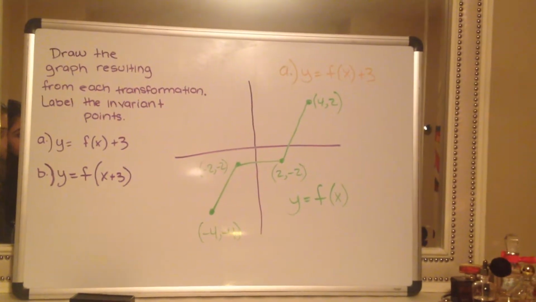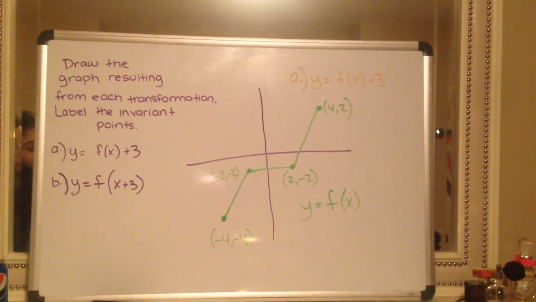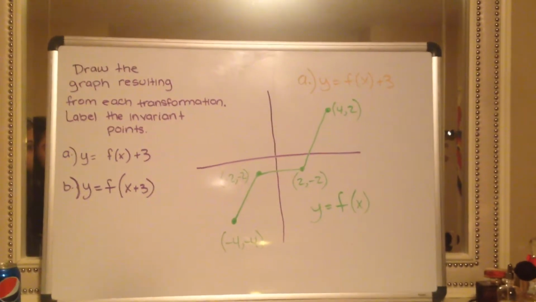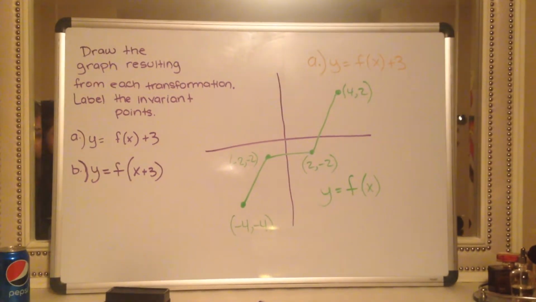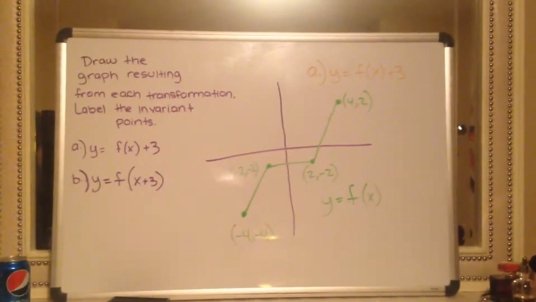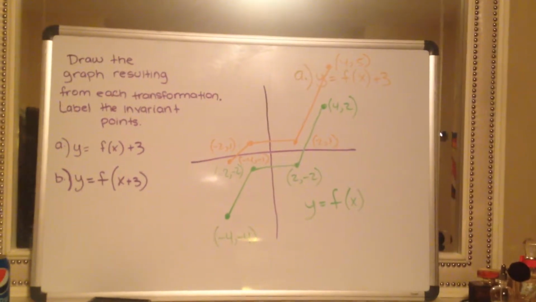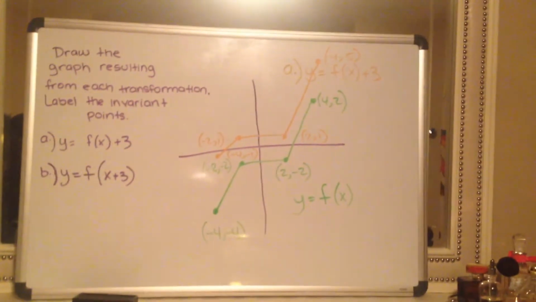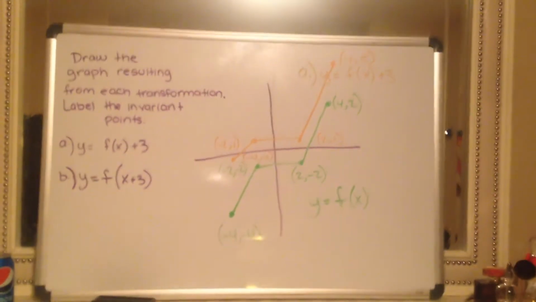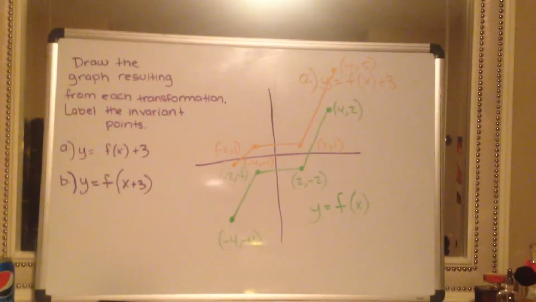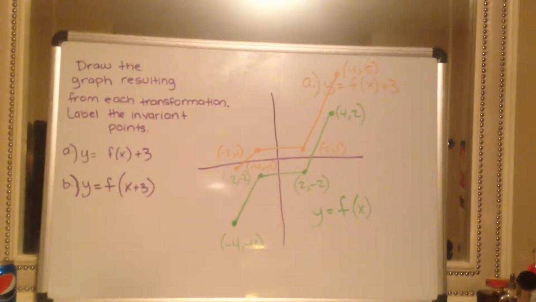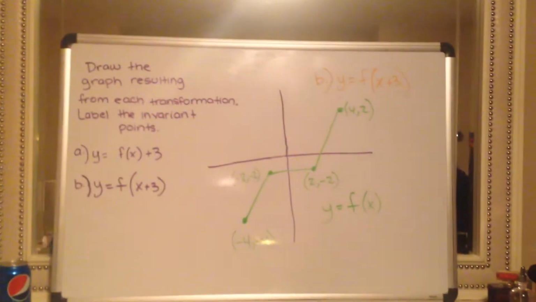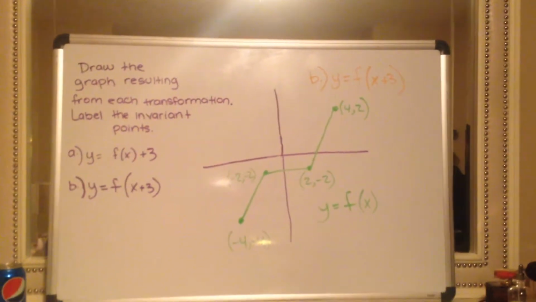A transformation of the form y equals f of x plus k is called a vertical translation. Y equals f of x plus 3 will move the graph up 3 units. Here we added 3 to the y coordinates in order to move the graph 3 units up. Then we plotted the points and connected them to create the second graph. There are no invariant points in a translation. Every point has a new position.